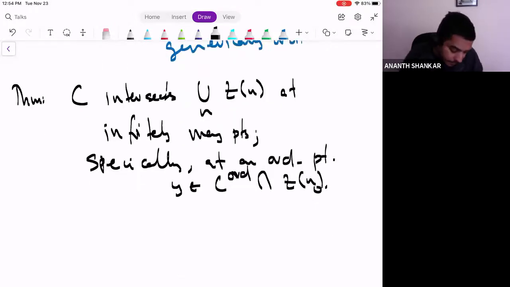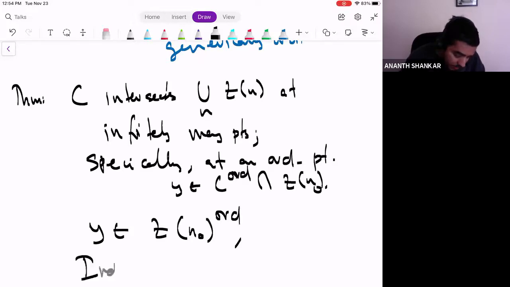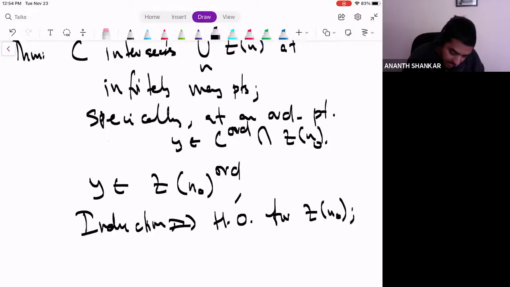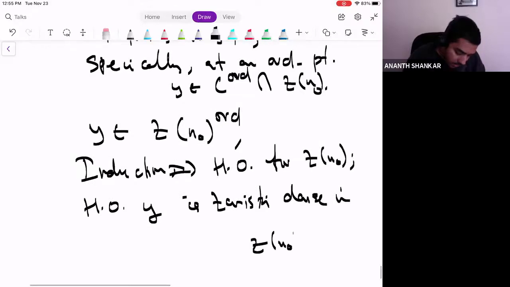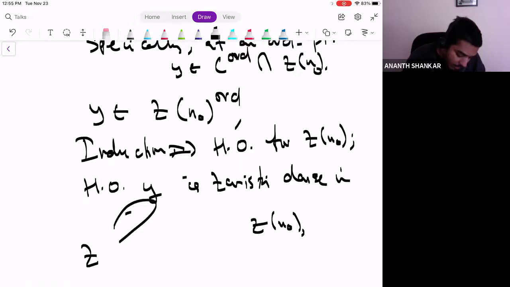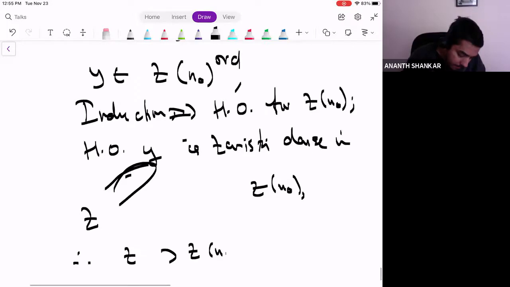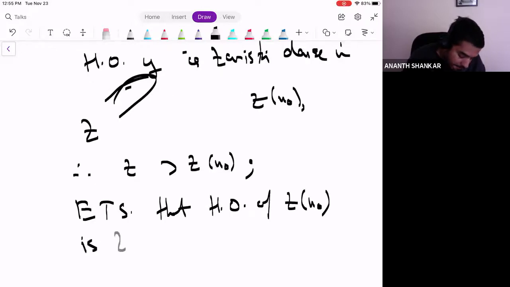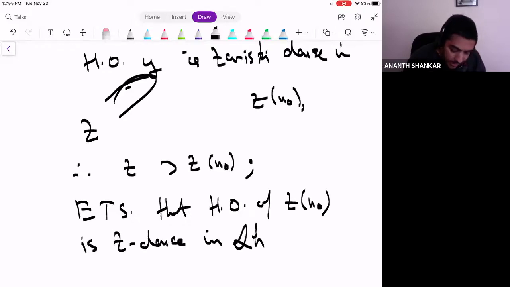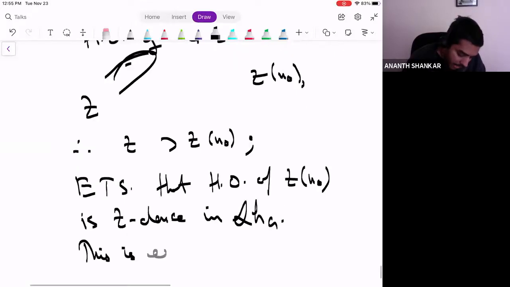Y lies in Z of N naught for some fixed number N naught. Well, now Y is going to be in a smaller orthogonal Shimura variety. And by induction, let's assume that we've proved the Hecke orbit conjecture for the smaller Shimura variety. And so that means that the Hecke orbit of Y is Zariski dense in Z of N naught. So Z contains the Hecke orbit of Y, and therefore Z contains Z of N naught. And so it's enough to show that the Hecke orbit of Z of N naught is Zariski dense in the ambient Shimura variety. And this is quite easy. One can just see this by monodromy arguments.